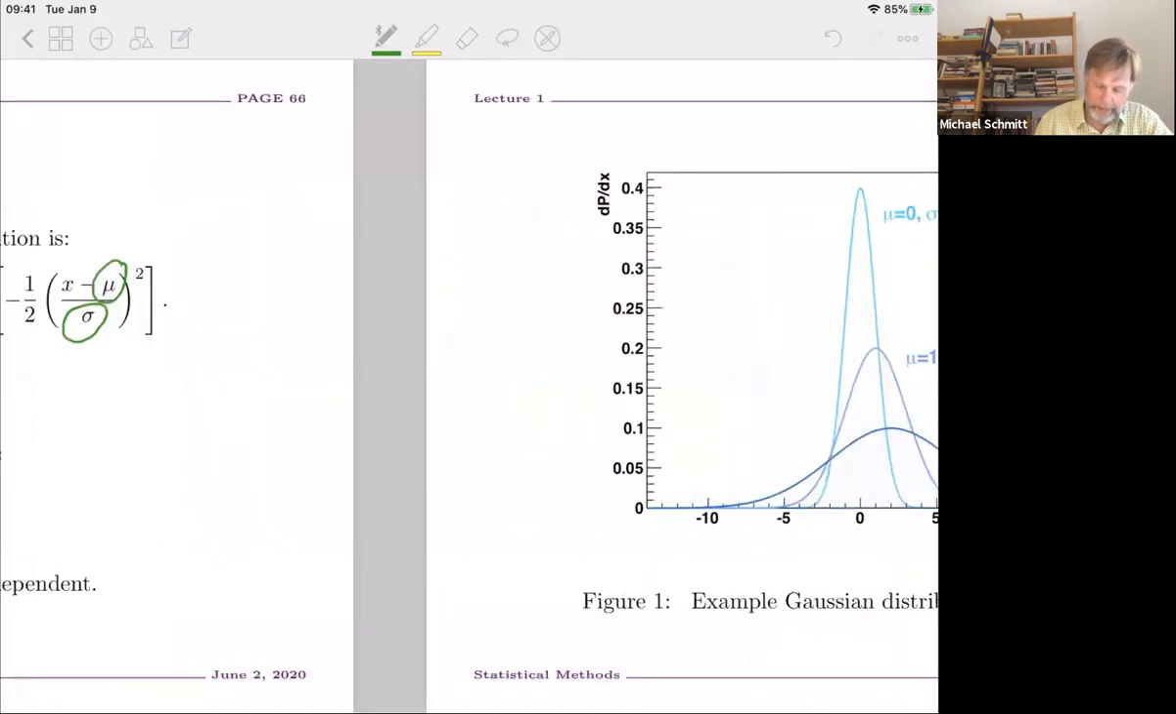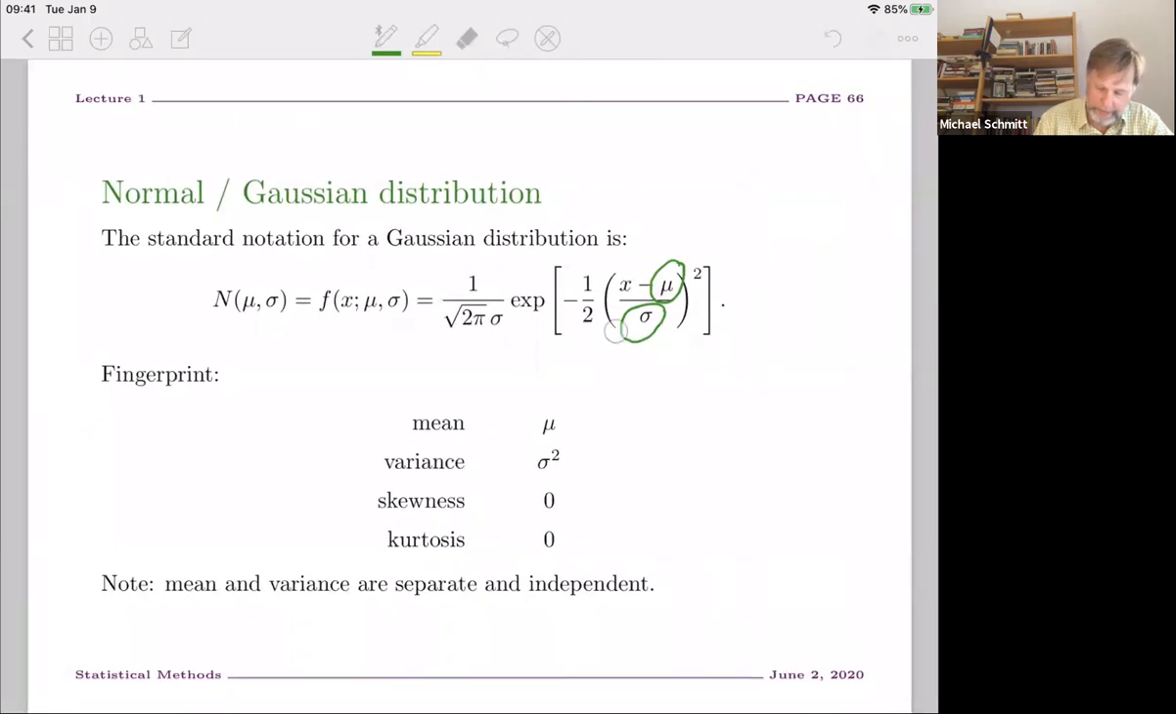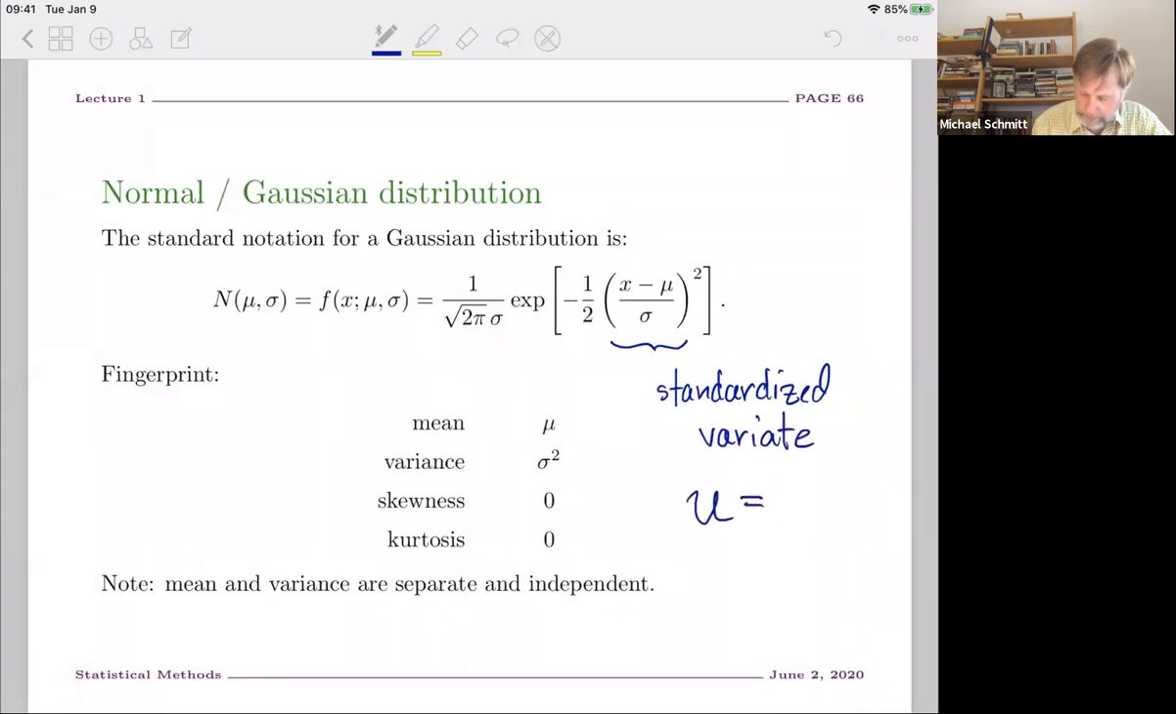Let's go back and look at the expression because it went by kind of quickly. Let me get rid of this green stuff. Notice this argument here, x minus mu over sigma. If you remember, I talked about a standardized variate or standardized variable, and I wrote it as x minus mu over sigma. So you can see that this standardized variate is nothing more than the business part of the Gaussian.